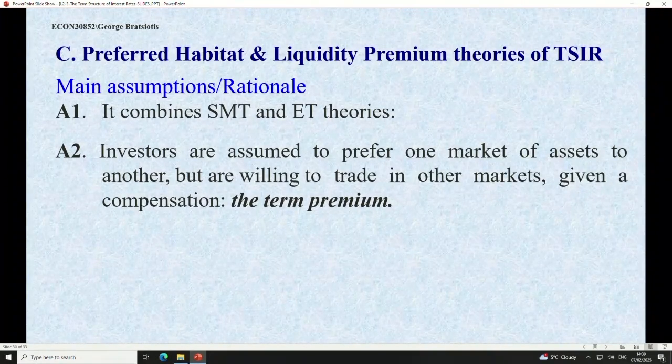The idea is this. You might say, why do you call it preferred habitat or liquidity? Are they the same theories? No, they came at different times. Initially it was called preferred habitat because the idea was that location matters. Of course, when you hear location, think of financial markets. So the location of the market, whether it's a 2, 3, 5, or 10 year, matters. That's why it's called the preferred habitat.